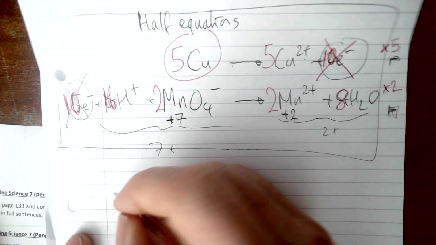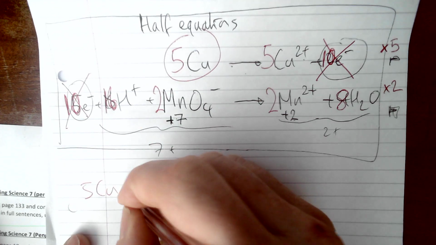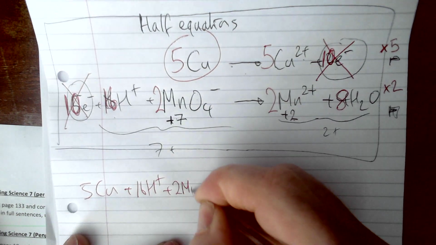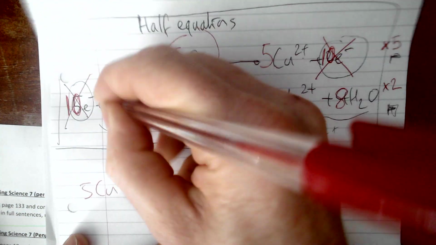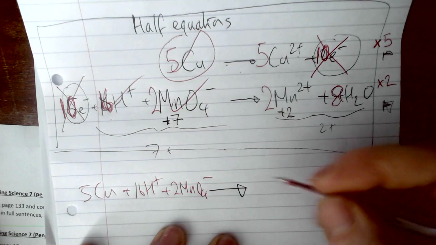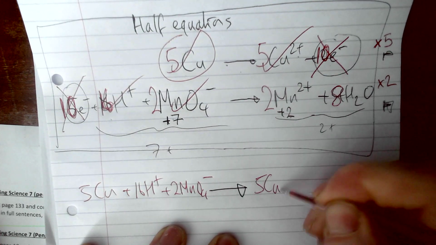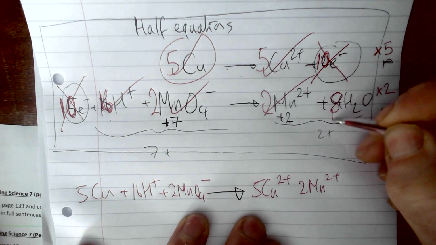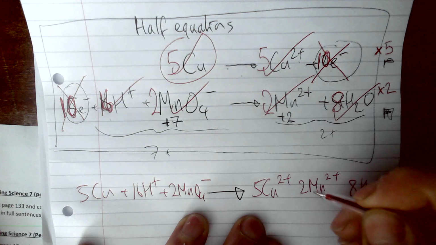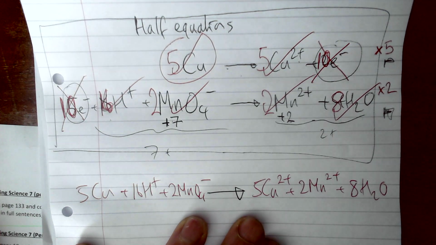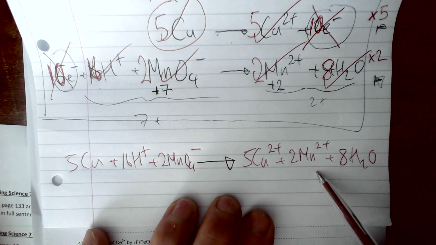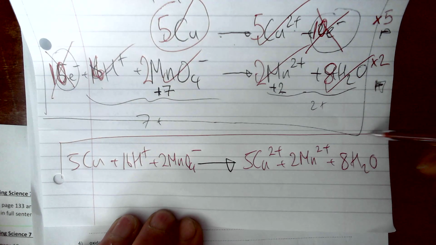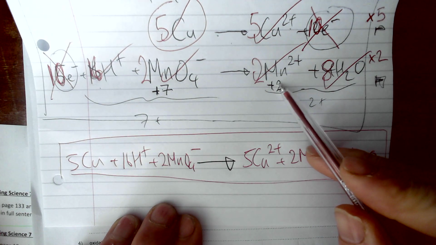It is 5Cu plus 16H+, 2MnO4-, that's this one and this one. I've used everything on this side, becomes 5Cu2+, 2Mn2+ and 8H2O. What you've got yourself there is a perfectly balanced chemical equation, and it came about by doing and balancing some half equations first. So this is an overall equation that has combined two half equations together.